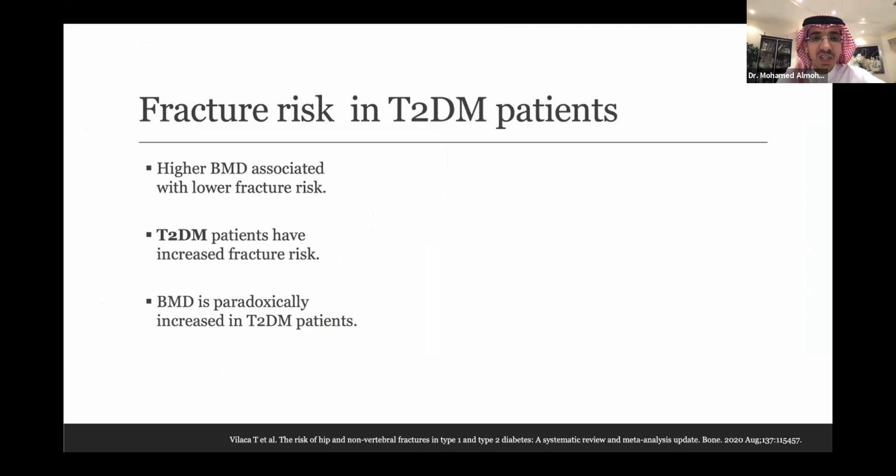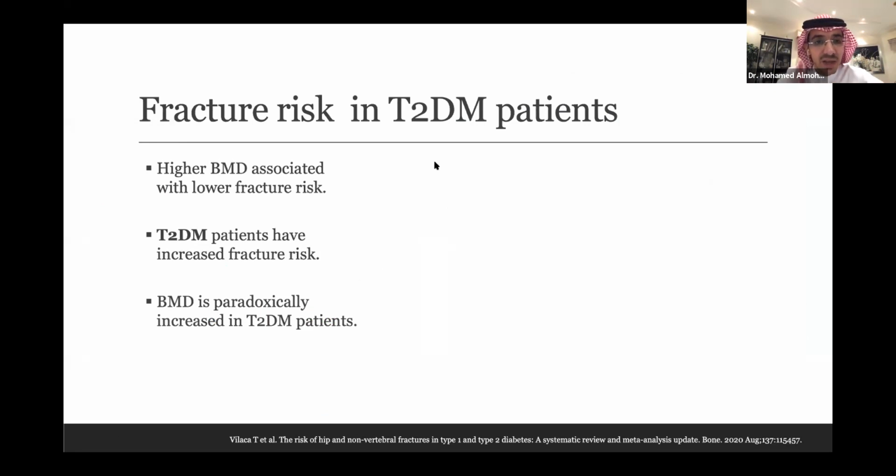In general, fracture risk in type 2 diabetes. Generally, if you have higher BMD, the fracture risk will be low, but certainly, as Dr. Kamel mentioned, it's not always the case. Around 50 to 60% will fracture in the osteopenia range. So that might explain in part that certain conditions contribute to that. Type 2 diabetes patients have higher risk for fracture, but also have higher BMD values.